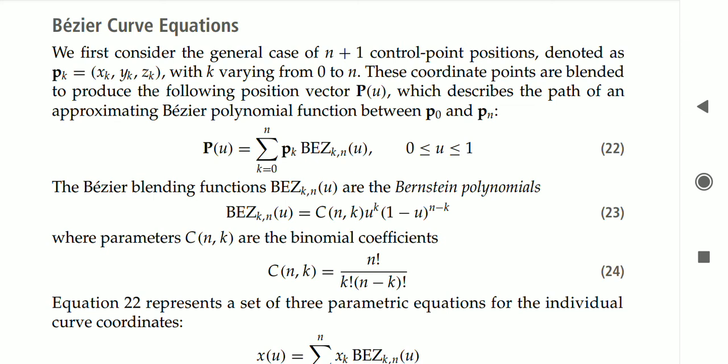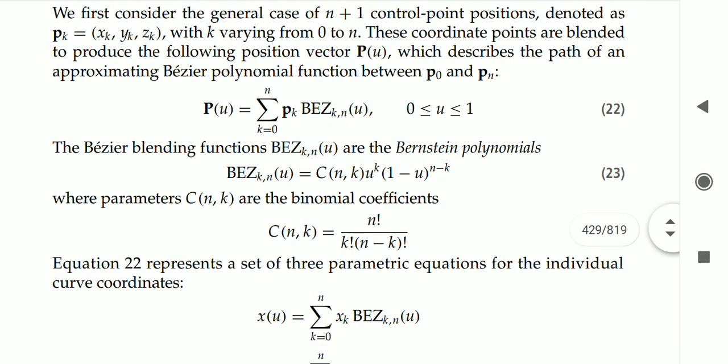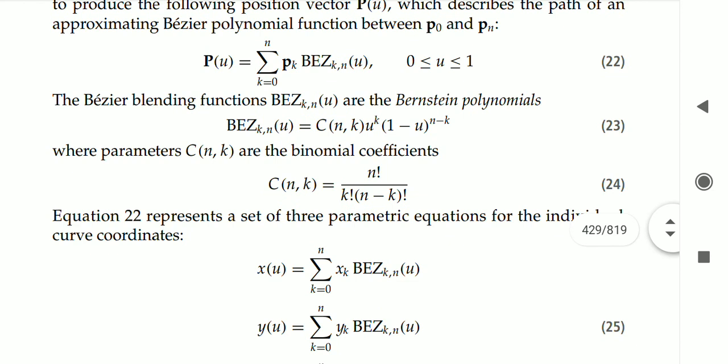What is BEZ? That is called the Bezier blend function. Blending means we are mixing each and every point with the direction, how the curve should progress. That progressing direction is mixed by using Bezier logic. That is Bezier spline curve. Now you see equation numbers 23 and 24 are part of equation number 22.